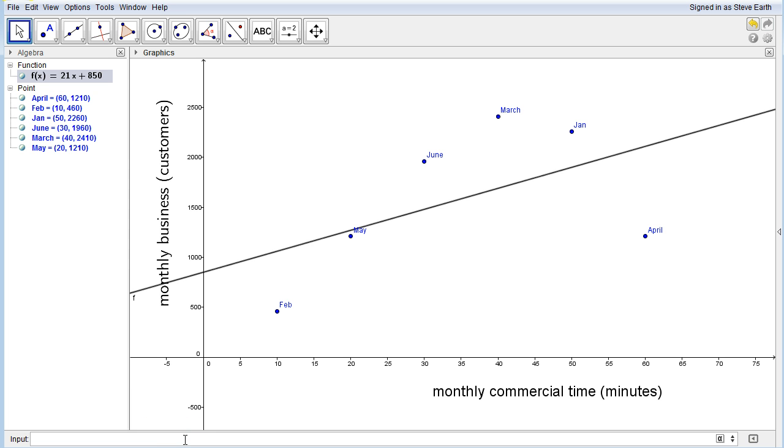So over here it gives you the equation. Remember, f of x is kind of like saying y. So it's saying y is equal to 21x plus 850. So a slope of 21, a y-intercept of 850. Don't worry about how the program came up with these numbers. We will actually learn some manual ways to figure out these numbers. But at this stage, we're just going to let the computer do it for us.